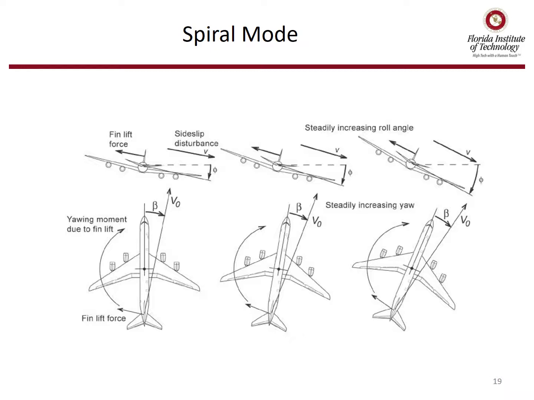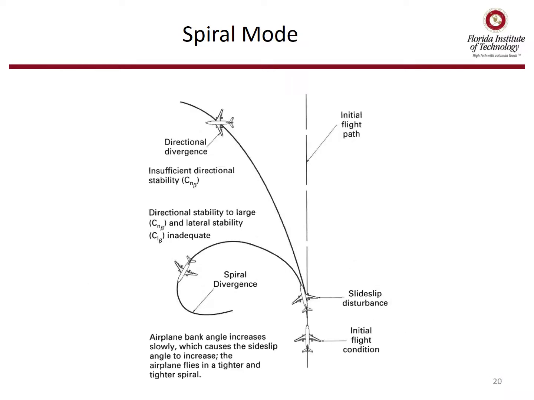Here's a diagram that depicts how the spiral mode builds over time. Here's another diagram to provide more detail into the spiral mode. The airplane bank angle increases slowly, which causes the side slip angle to increase, and the airplane flies in a tighter and tighter spiral.